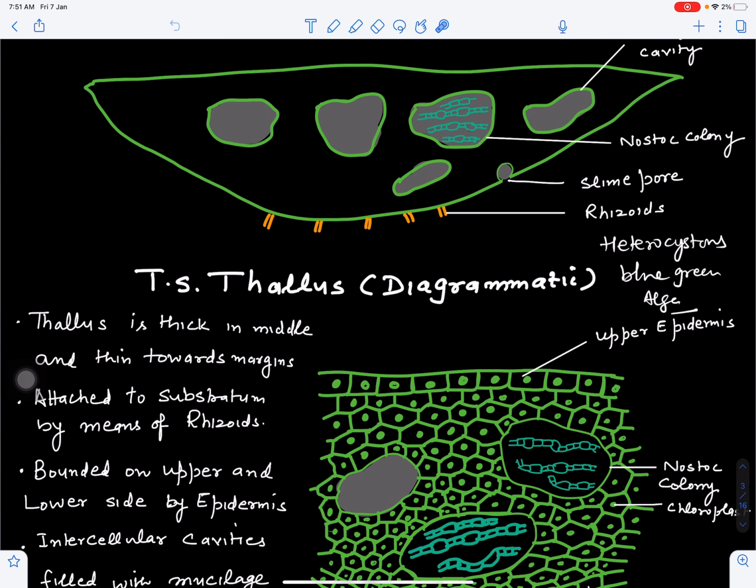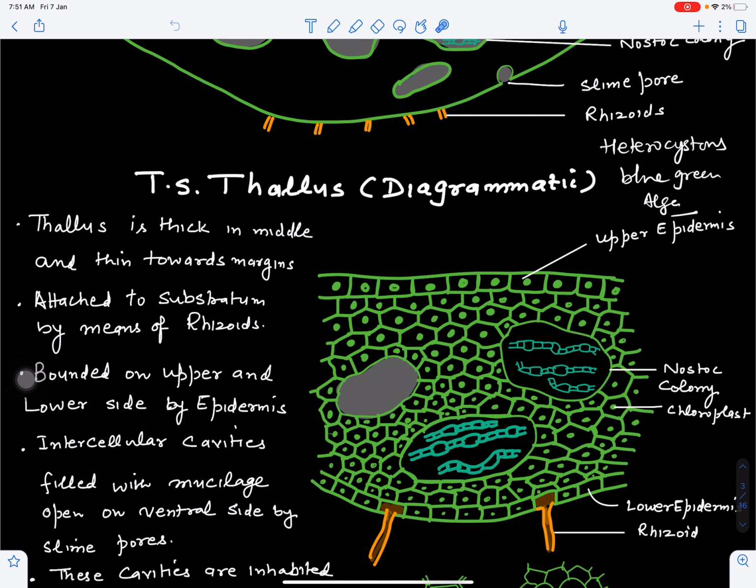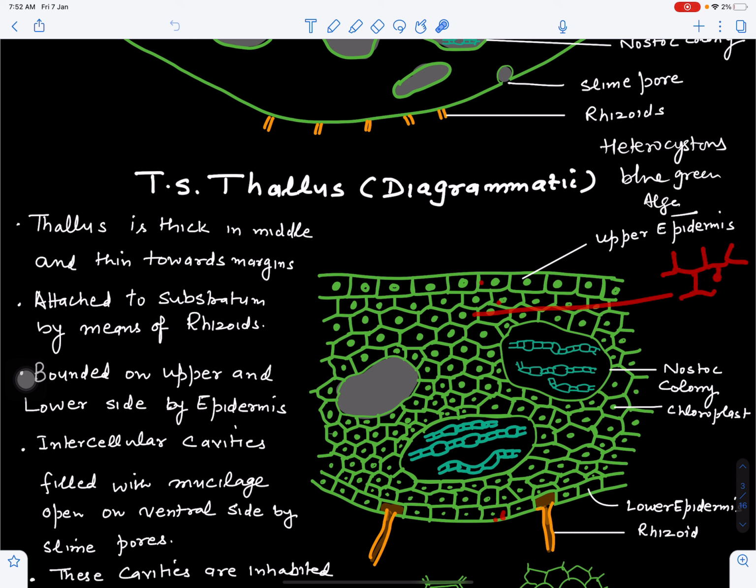So this is the diagrammatic sketch of the thallus. Now we can also see its cellular detail. As we have discussed, this is thick in the middle and thin toward the margin, attached to the substratum by means of rhizoids. Now this is bounded on the upper surface by upper epidermal tissue. This is made up of a single layer like this, parenchyma, thin-walled tissue. Then on the lower surface, this has the lower epidermis. In between the upper and lower epidermis, it has thallus cells. Now these cells, again, are parenchymatous in nature.